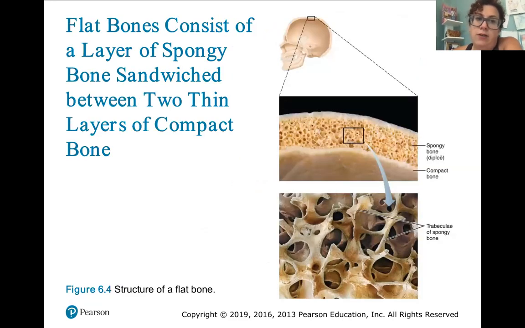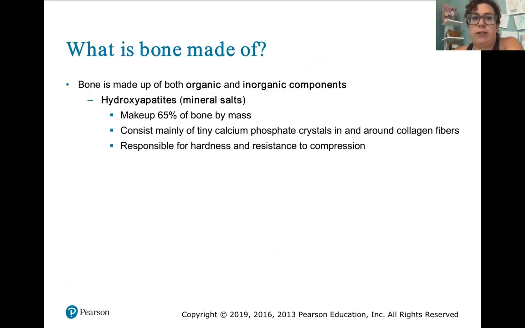Okay, and this is just a cross section of a flat bone. So if we took a skull and we cut it in half, you'd see that it's very thin. It's mostly spongy bone, but then you have two thin layers of compact bone to help protect it. I mean, think about it. If we had just spongy bone, that would be really easy to break. So compact bone really helps give more structure and solidity to it.